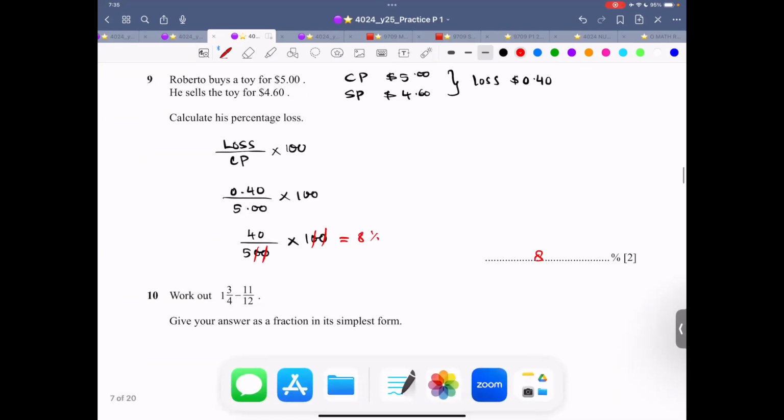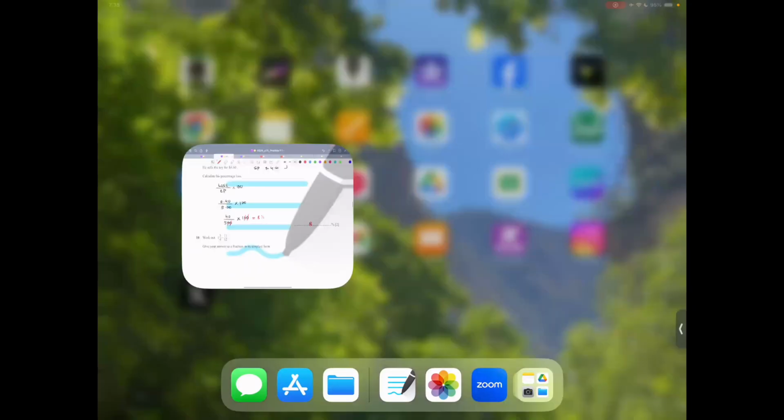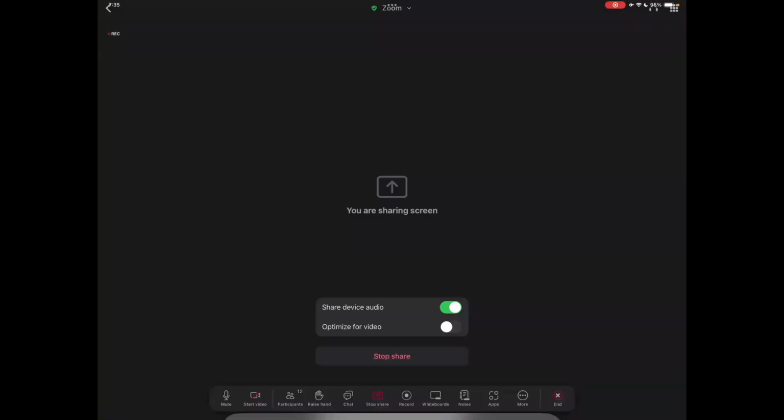Now let me just check one thing, whether the recording is all on. Yes, the recording is on as well as the voice is on.